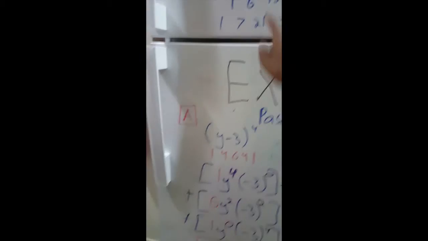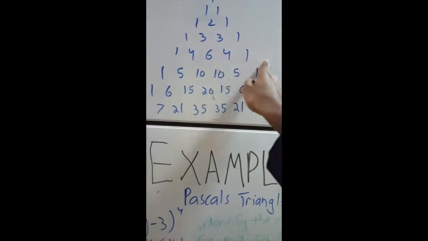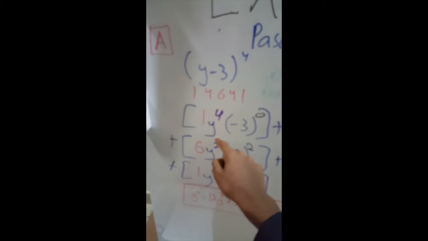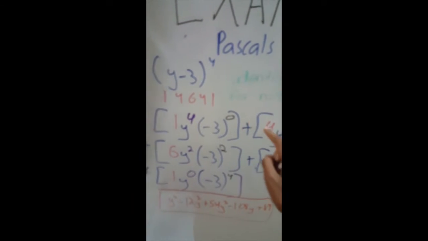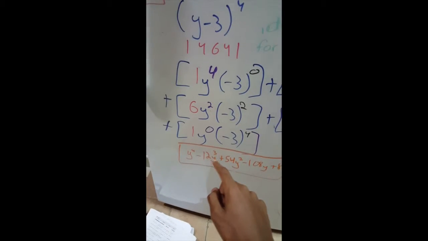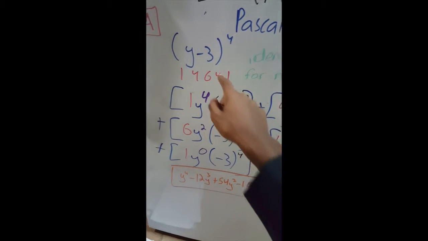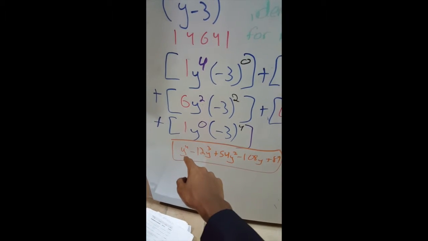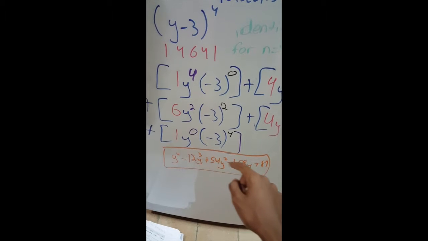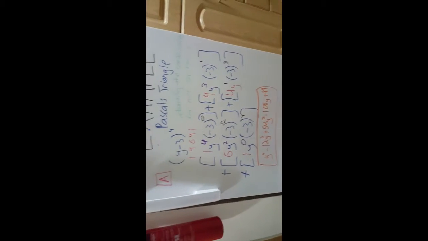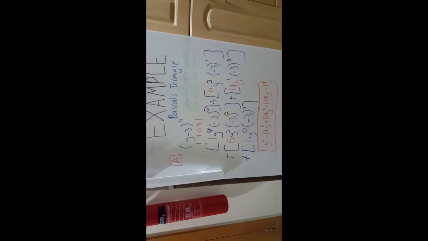Since row number 4 is 1, 4, 6, 4, 1, first we put the 1, y to the power 4, negative 3 to the power 0. We continue this onwards till the end. And at the end, we multiply each one and then we add them all together and simplify, so we get y to the power 4 minus 12y cubed plus 54y squared minus 108y plus 81. Here's a full picture of the diagram and I'm done.